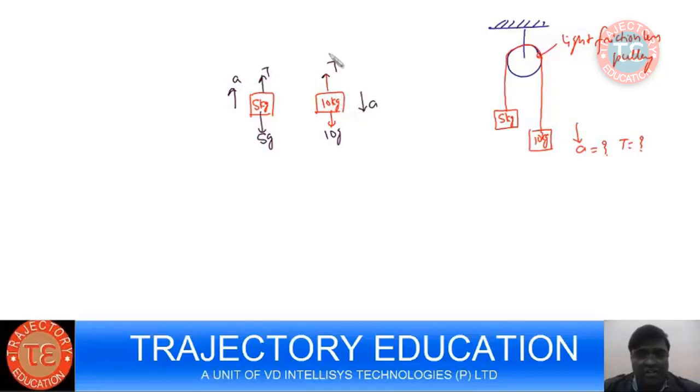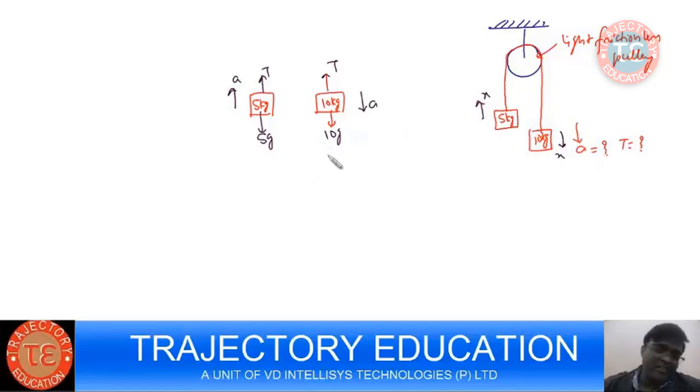For 10 kg, the string lies in the upward direction, so you have tension in the upward direction. For 5 kg, the string lies in the upward direction, so you have tension T in the upward direction. So if this body moves by a distance of x, this body will go up by a distance of x. So if 10 kg is moving downward with acceleration a, 5 kg is also going to move upward with acceleration a, right? If the velocity is v, the velocity will be v in the upward direction. If acceleration is a in the downward direction, 5 kg is going to accelerate in the upward direction with a.